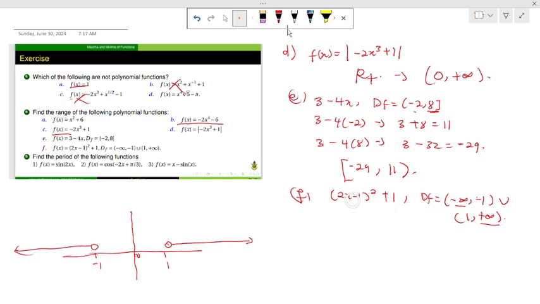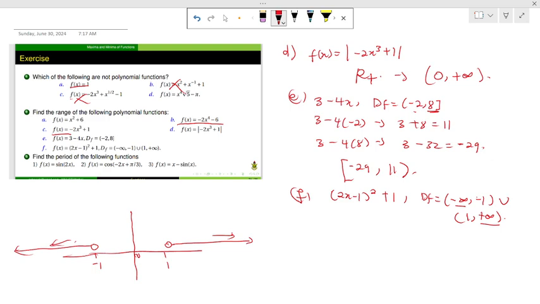So I can't test with 0. I can only test with values on this side and also values on this side, right? So meaning that I can only test with what? -1 and probably 1. Let's see.